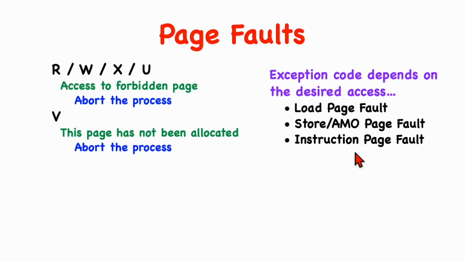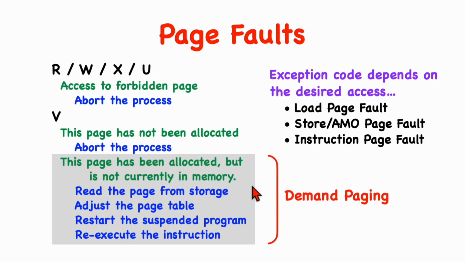But here's the cool thing. The valid bit can also be used to support demand paging. With a kernel that does demand paging, some of the pages may actually be valid, but these pages are just not currently resident in memory. We say that these pages are paged out, meaning that the only copy of the page is stored out on secondary storage. The page is not currently resident in memory. The kernel can also use the valid bit for such paged out pages.